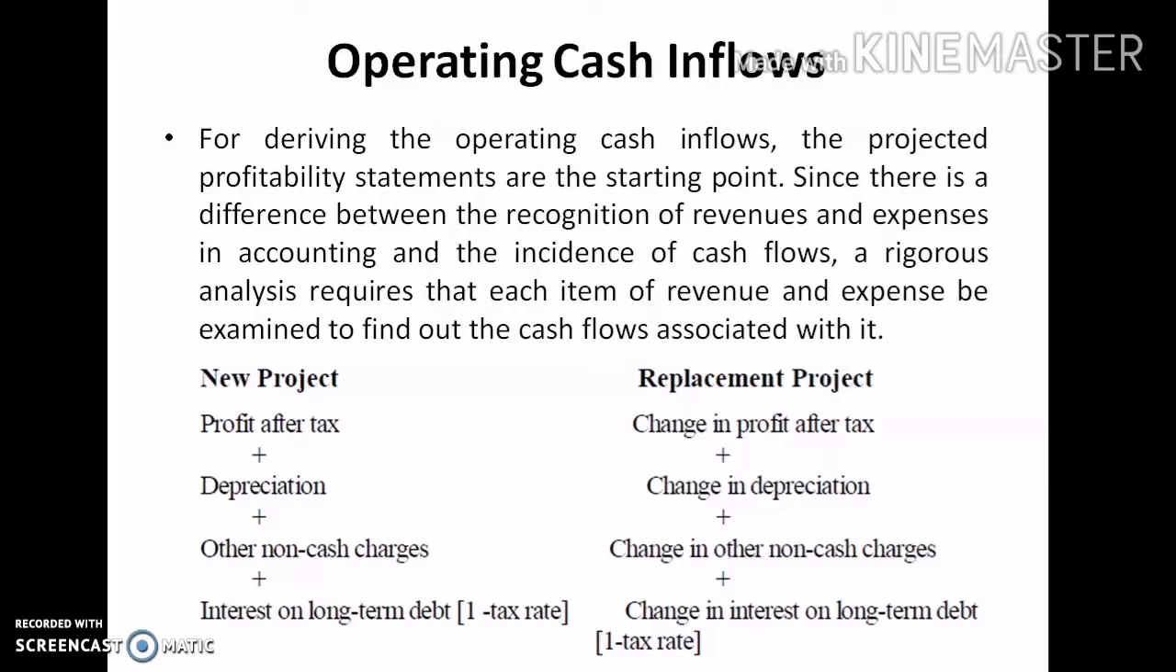For a new project, it should be the profit after tax plus depreciation plus other non-cash charges plus interest on long-term debt into 1 minus tax rate. In the case of a replacement project, it should be change in profit after tax plus change in depreciation plus change in other non-cash charges plus change in the interest on long-term debt into 1 minus tax rate.